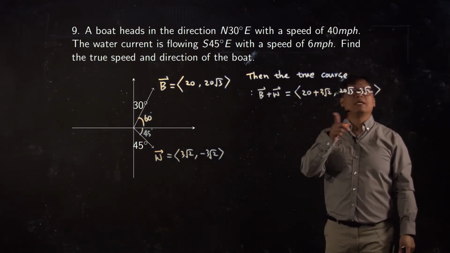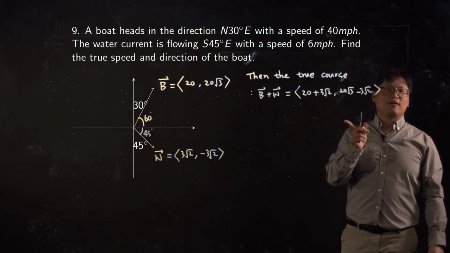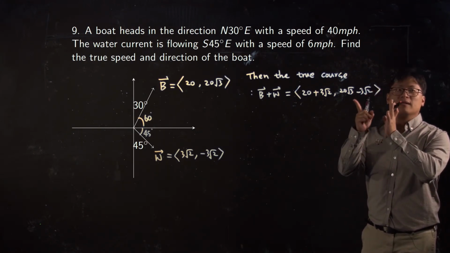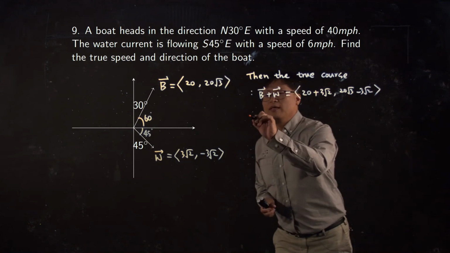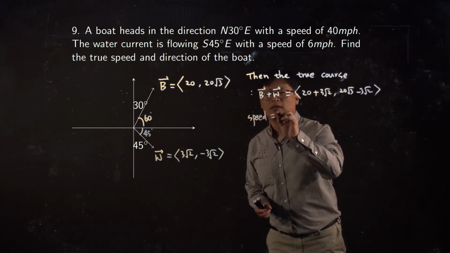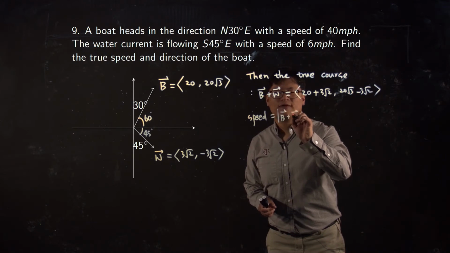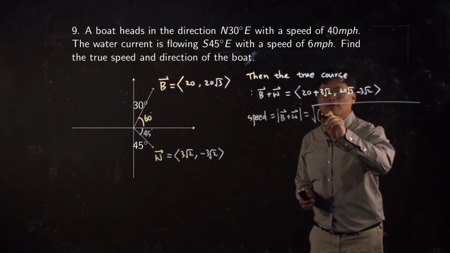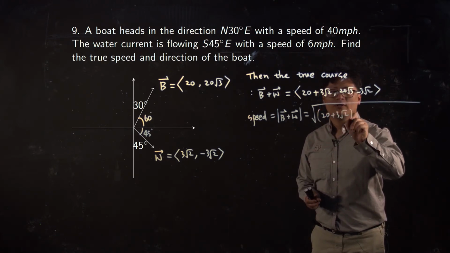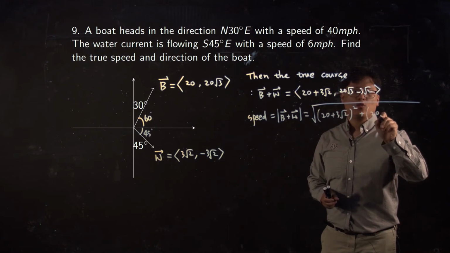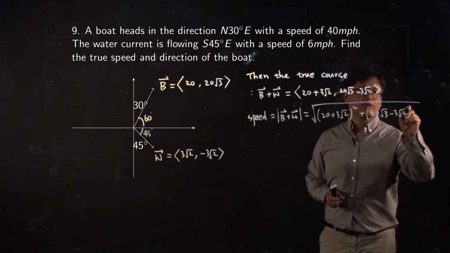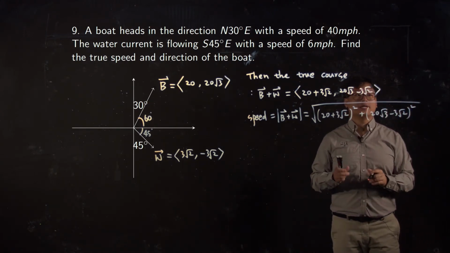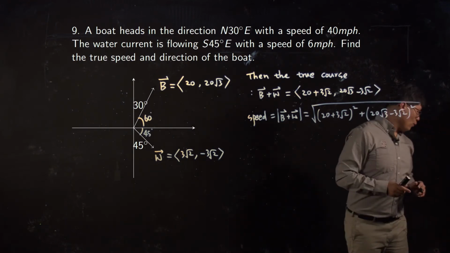So in the problem, I ask you to find the speed. But keep in mind, speed and velocity are different. Velocity is a vector, but speed is the length of the vector. So the speed is the length of this true course vector, which can be calculated by the square root of the x component squared plus the y component squared, okay? We are not a computer, so you have to use a calculator for this. There's no way to calculate this by hand.